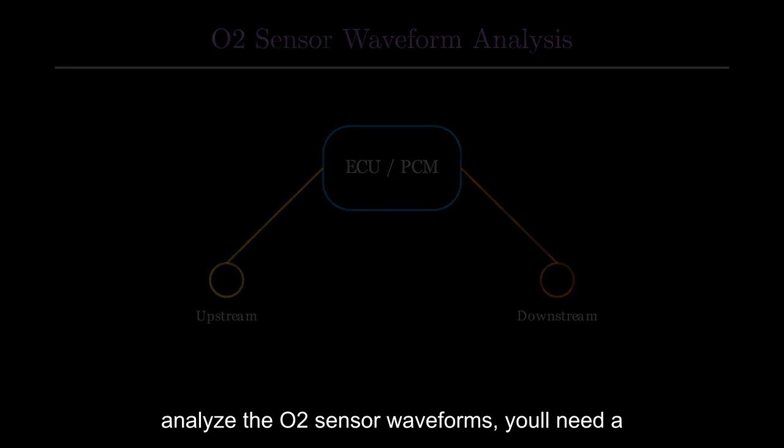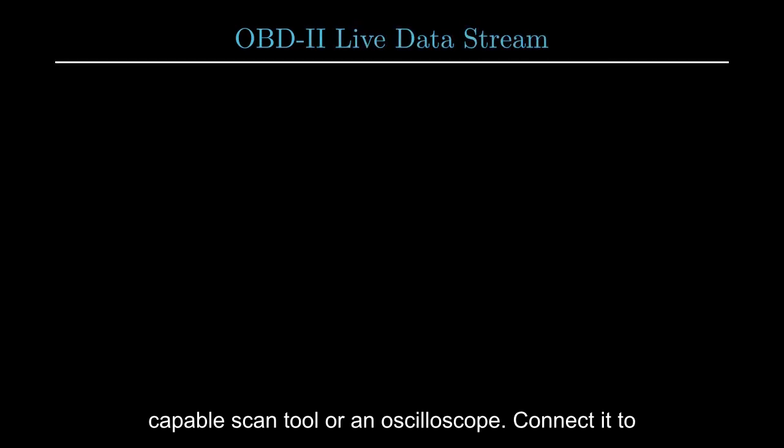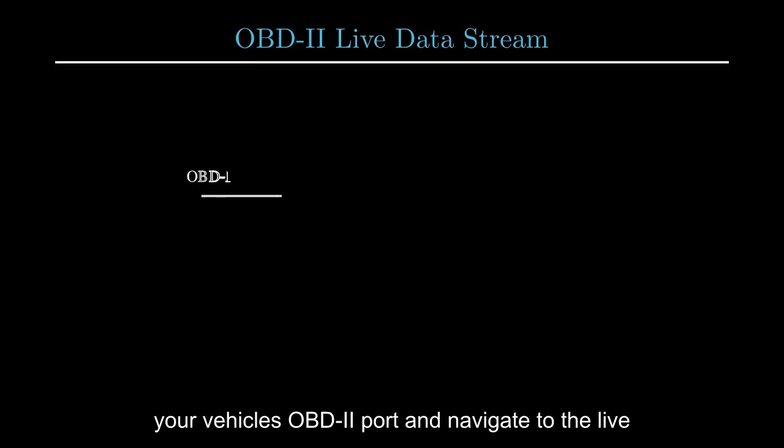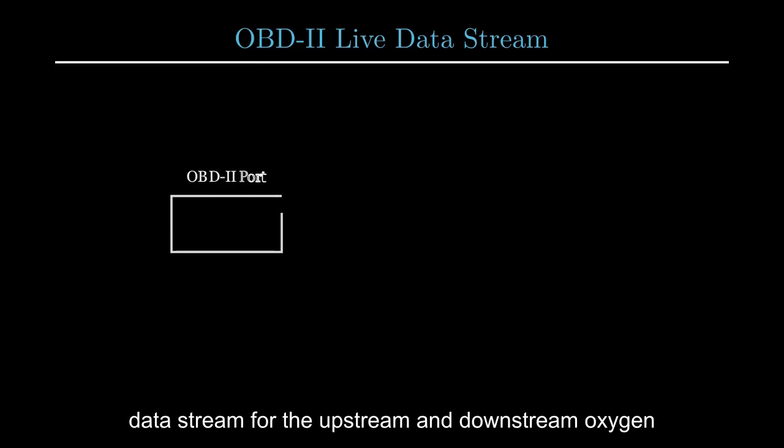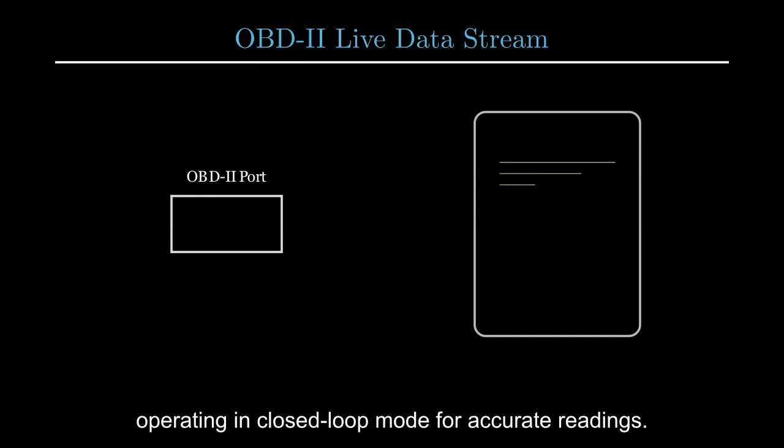To analyze the O2 sensor waveforms, you'll need a capable scan tool or an oscilloscope. Connect it to your vehicle's OBD-II port and navigate to the live data stream for the upstream and downstream oxygen sensors. Ensure the engine is fully warmed up and operating in closed-loop mode for accurate readings.